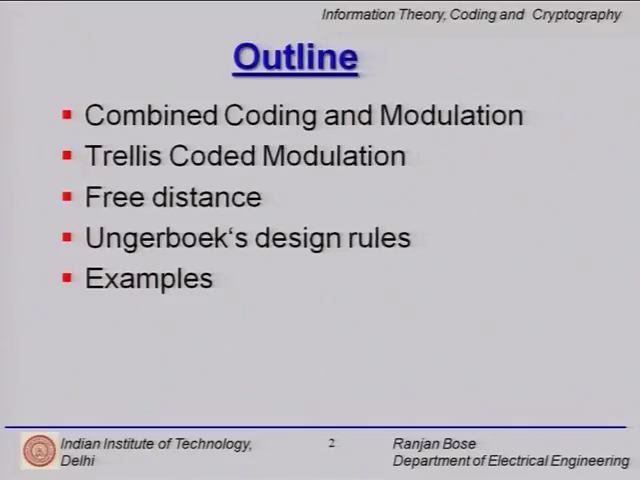Let us start with the brief outline for today's talk. We would introduce this interesting notion of combining coding and modulation. So, we will look at combined coding and modulation. Then we will move on to the idea of Trellis coded modulation. We will then characterize the free distance and come up with the interesting idea proposed by Ungerboeck in terms of his design rules. Of course, we will look at some examples as we go along.